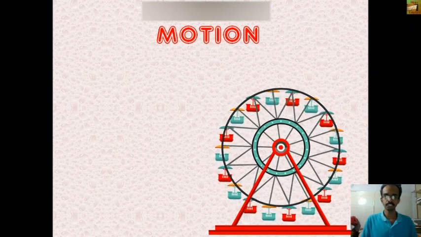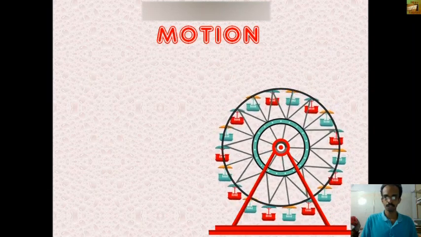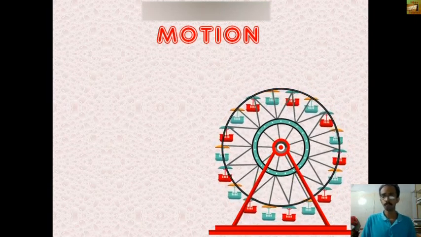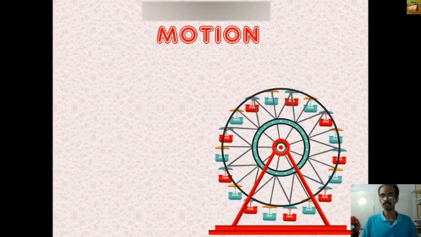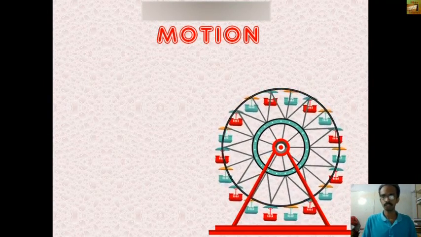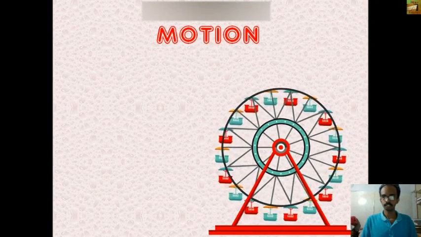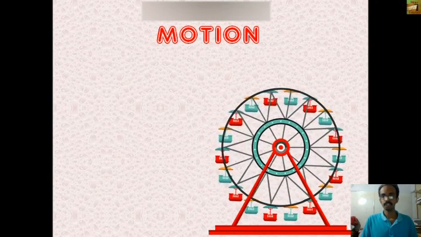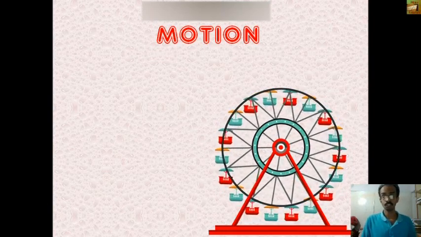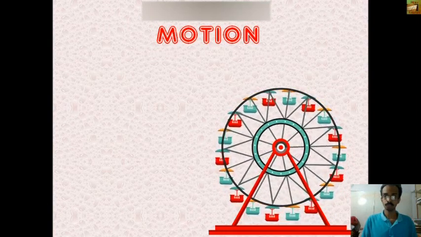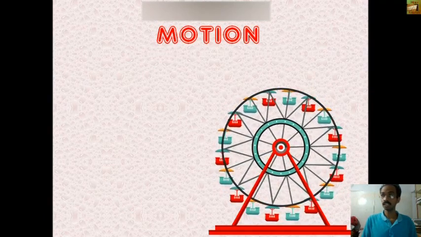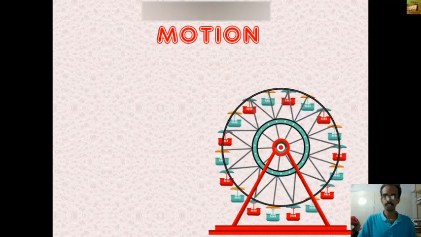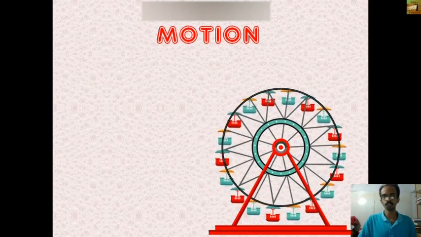Then the third kind of motion is rotational motion, in which a body rotates around an axis. Examples include Earth, as it rotates around its own axis. In this figure, a Ferris wheel is shown. It is also exhibiting rotational motion. Even the wheels of any vehicle exhibit rotational motion.